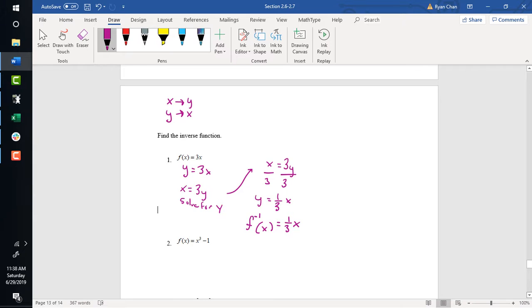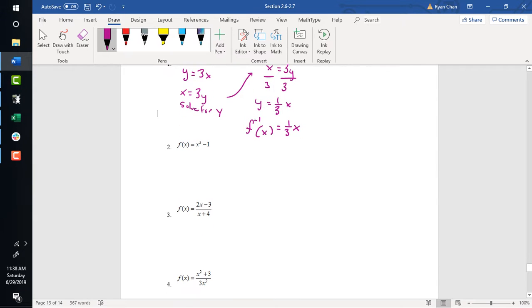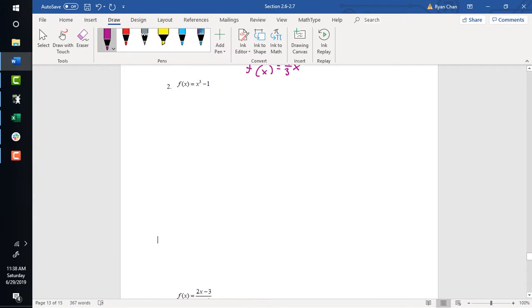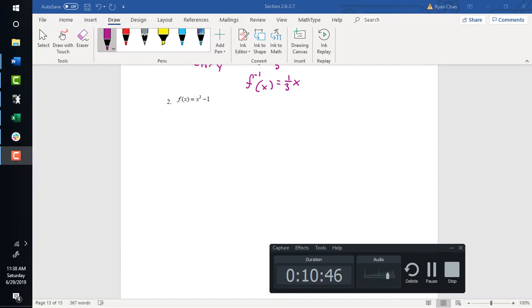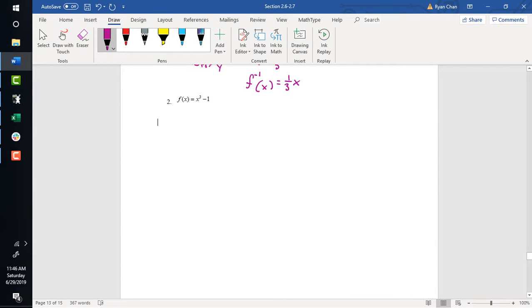Okay. Let's look at our example. Let's look at number 2. So we are going to do the following. Let's start with this one here. It's going to be the same situation at hand, right? So I have y equals x cubed minus 1. And then, again, my x's and my y's just swap if I want to find the inverse. Okay? So you're going to add 1.